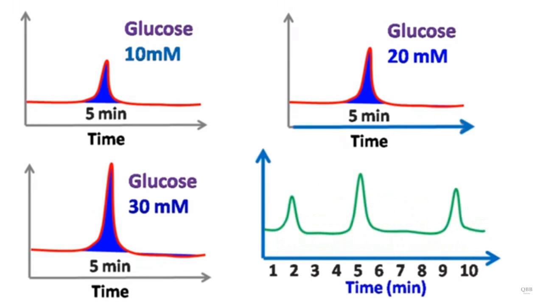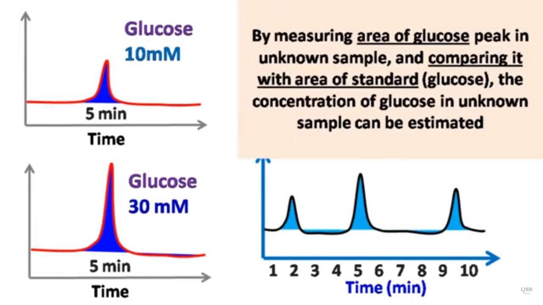Once the standard information about the area under the curve and the concentration of glucose is obtained, just by measuring the area of the glucose peak in the unknown sample, the concentration of the glucose can be estimated.